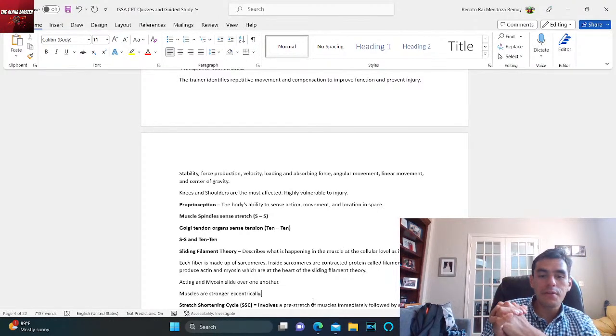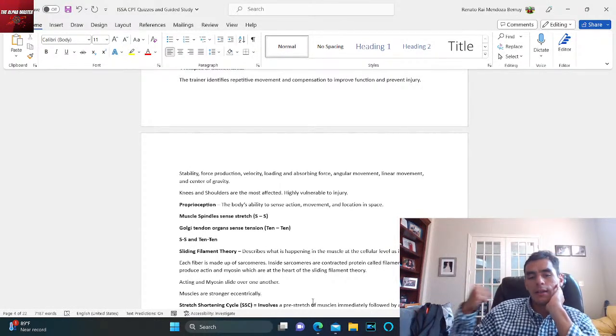Actin and myosin are sliding over one another. The muscles are going to be stronger eccentrically. The stretch shortening cycle: muscles are stronger eccentrically.